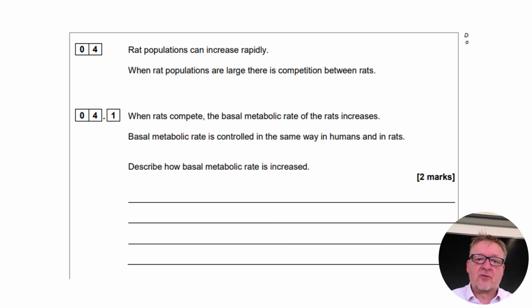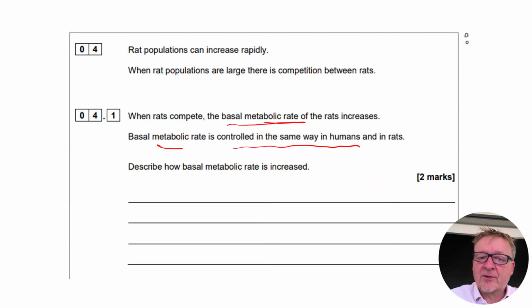Question number 4. Rats. Rat populations can increase rapidly. I bet they can. When rat populations are large, there is competition between rats. Fair enough. When rats compete, the basal metabolic rate increases. Metabolism is all the chemical reactions within the body. So when they compete, their metabolism increases. It's controlled in the same way as humans. They're being clever here. We're talking about metabolism in rats, but they're telling us it's the same way in humans. How is it increased?